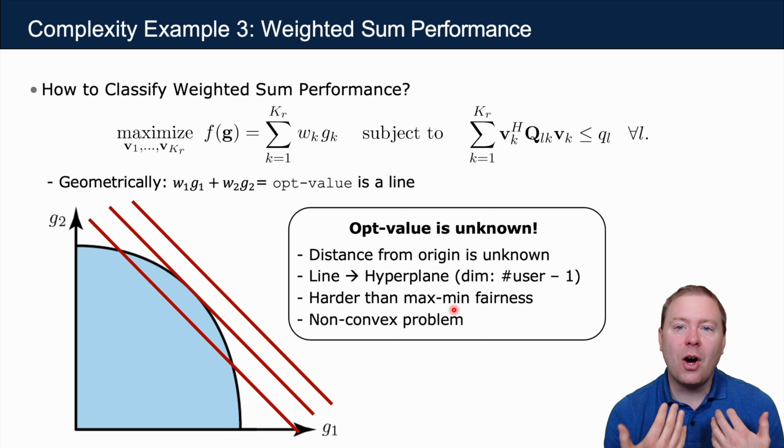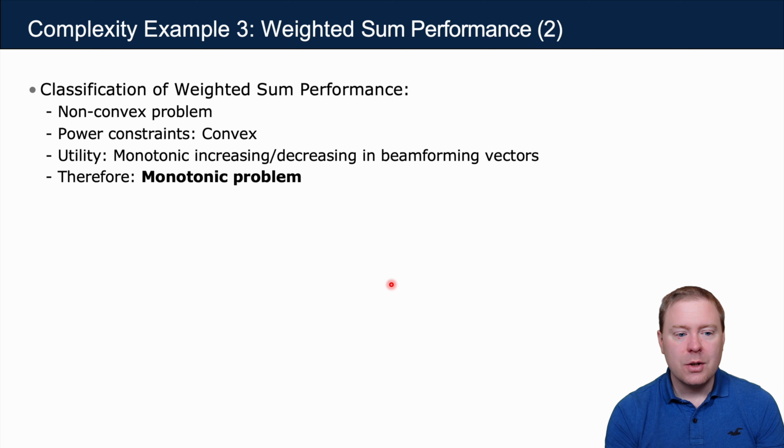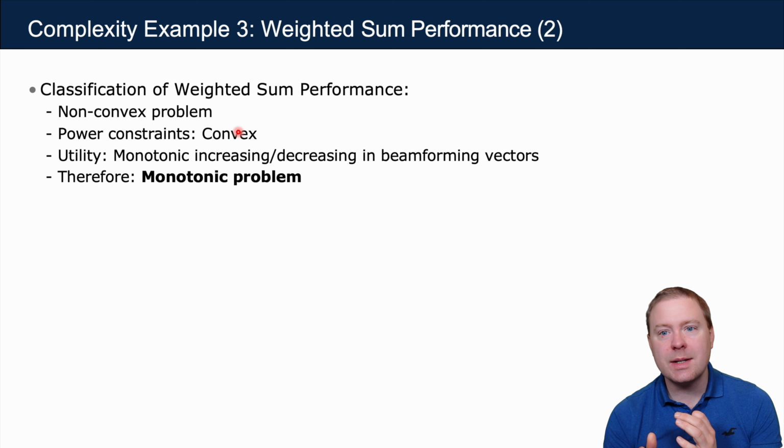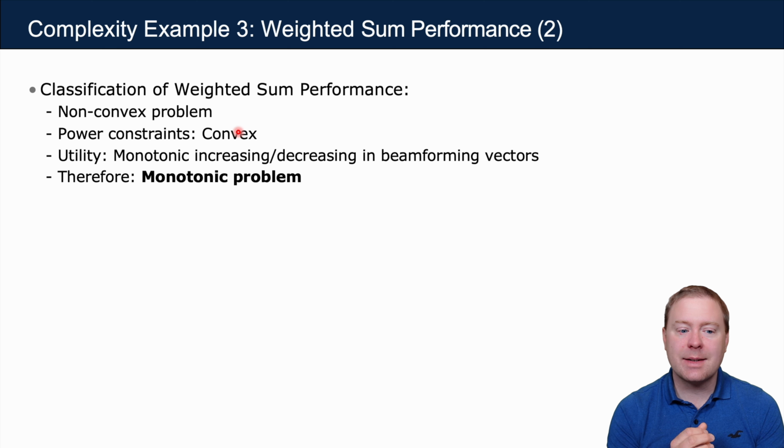So this is clearly harder to solve than the maximum fairness problem. It is actually a non-convex problem. So the weighted sum performance problem is non-convex even if the power constraints are convex. The reason is that the utility function is a monotonically increasing metric in the beamforming vector of the user of interest and decreasing in all of the other users. And it actually belongs to the category of monotonic optimization problems.